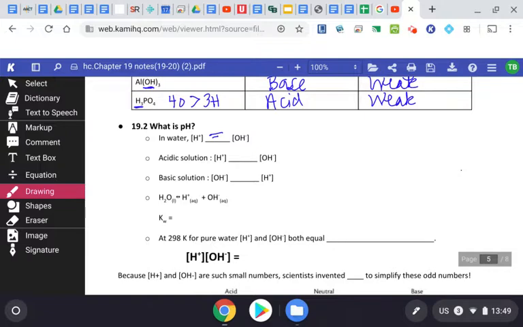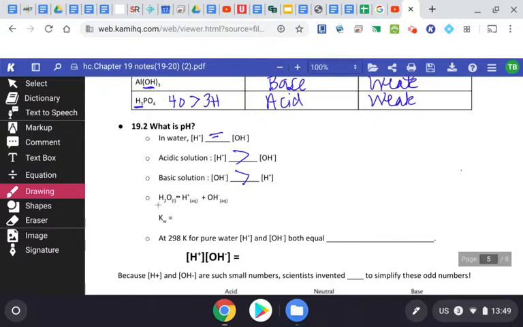In an acidic solution, you have a greater concentration of hydrogen ion. And in a basic solution, you're going to have a greater concentration of the hydroxide ion. So what pH really does is it looks at the concentration of your hydrogen and hydroxide ions and tells you what type of substance you have. Now, to get to that point, we have to look at a couple of different ideas.